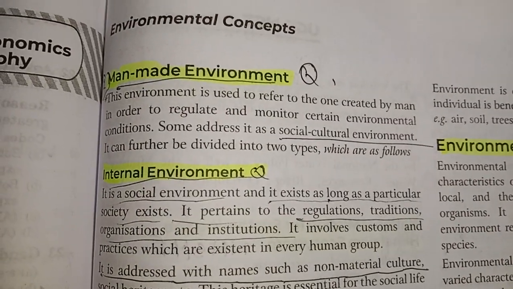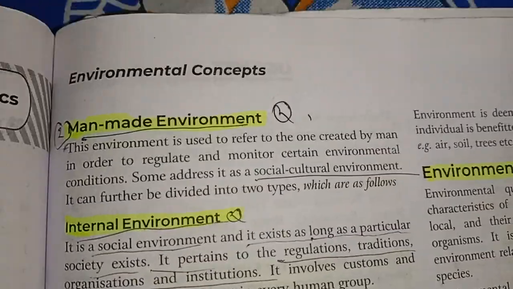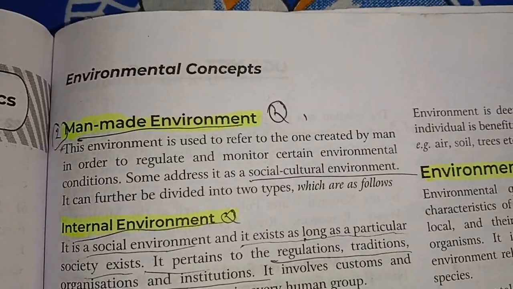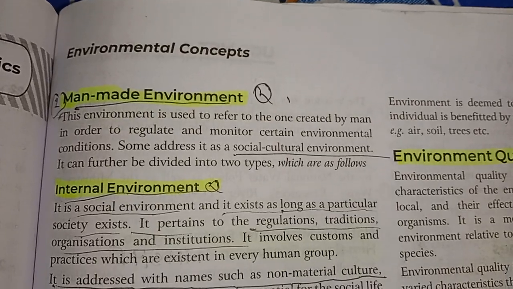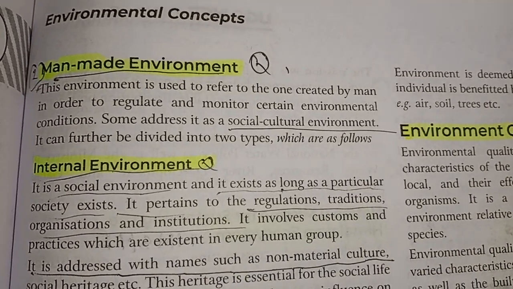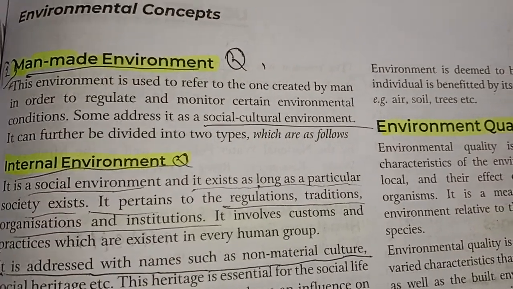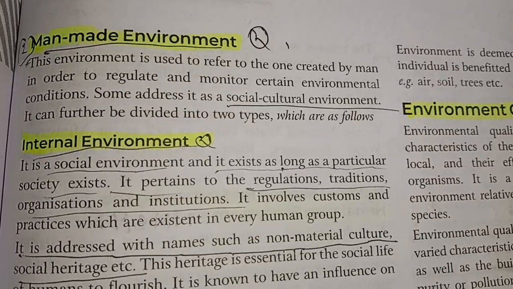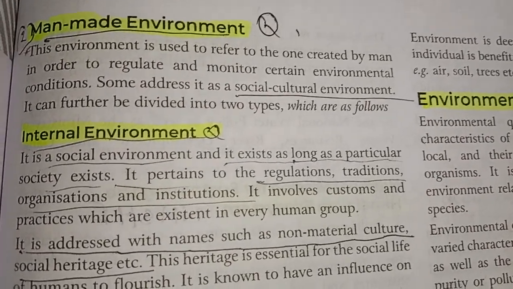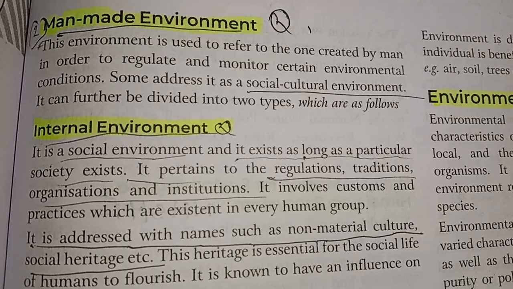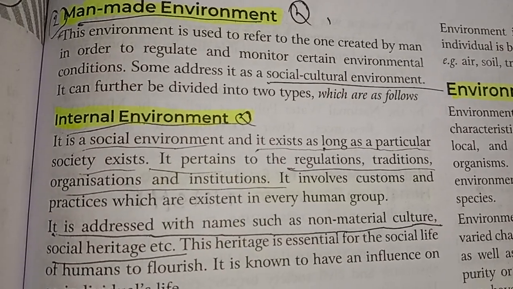Man-made environment. This environment is used to refer to that created by man in order to regulate and monitor certain environmental conditions. Some address it as a social cultural environment. It can further be divided into two types, which are as follows.